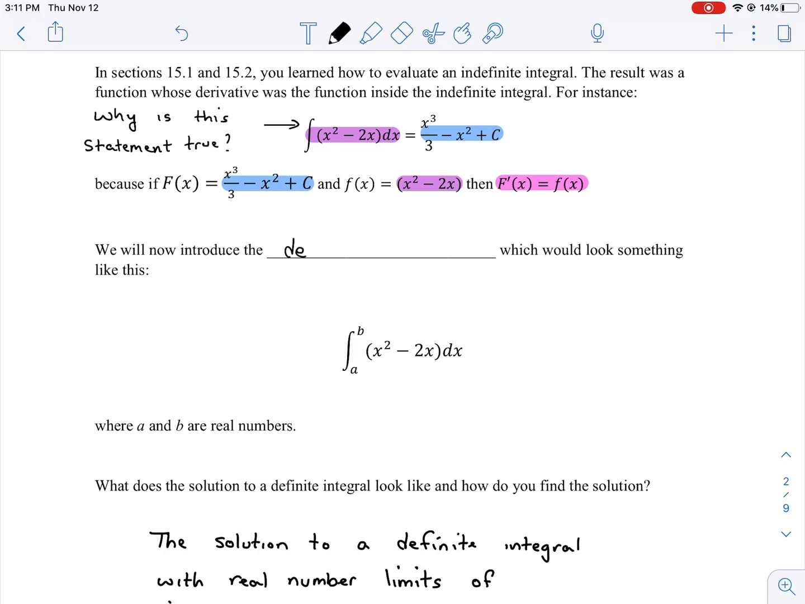We will now introduce the definite integral, which looks something like this. And as I was boxing the definite integral, you may have noticed the subtle difference between the two. What is the difference between the definite integral and the indefinite integral? If you noticed these two limits of integration, you would be correct. That is the difference between the definite integral and the indefinite integral.